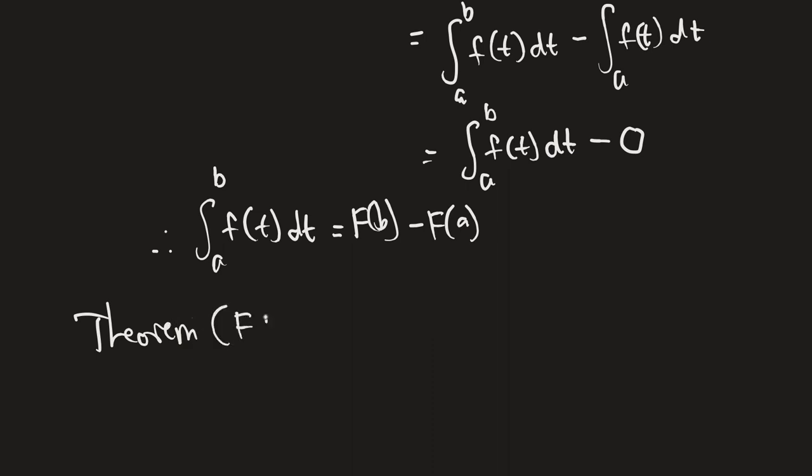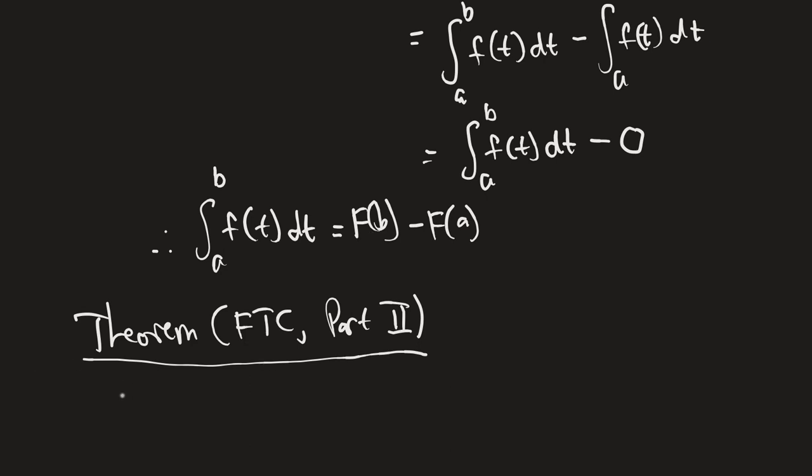Now this is our FTC, and this is our part 2. If you look at other resources out there, other textbooks and so forth, they sometimes prove this one first, and then they derive our part 1 after. So sometimes the sequence is flipped, but logically you could go either way, and that's why they're equivalent, right?